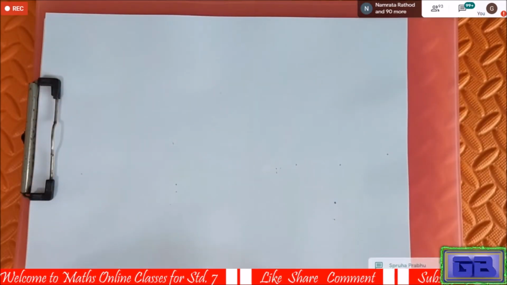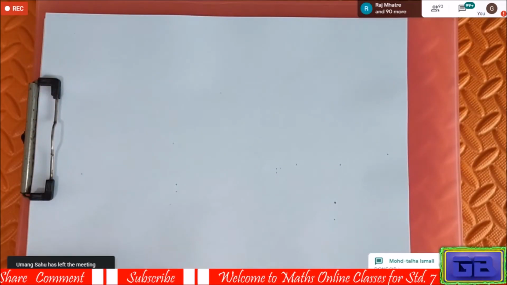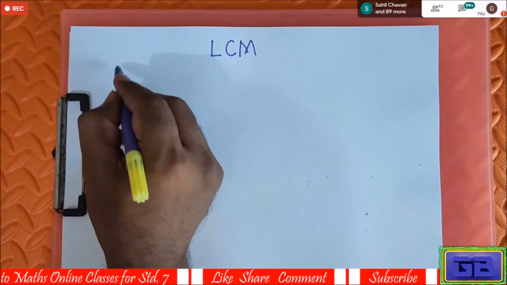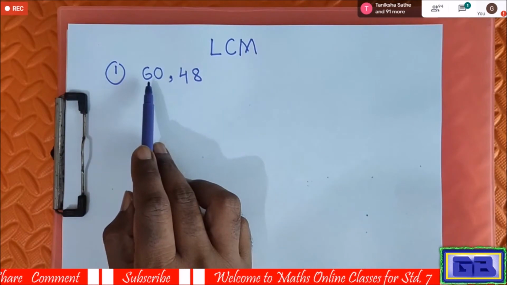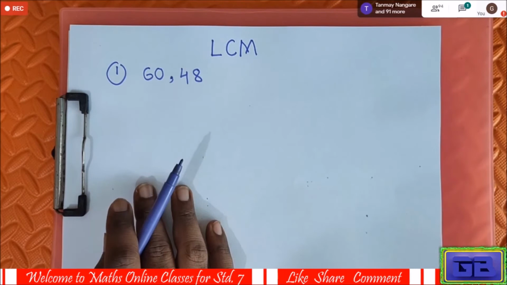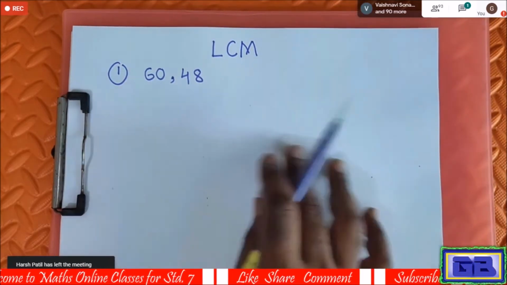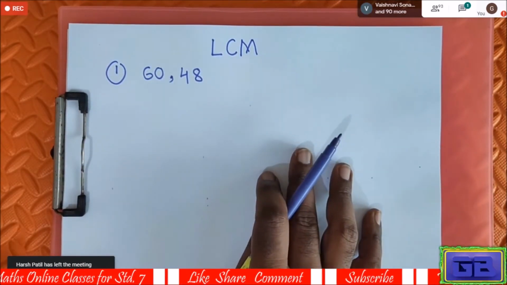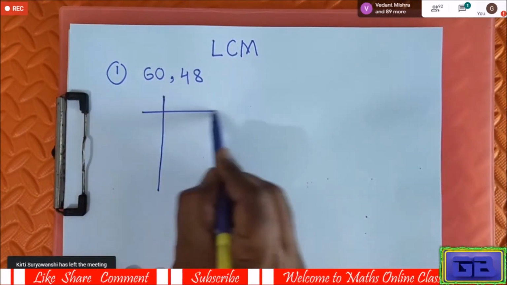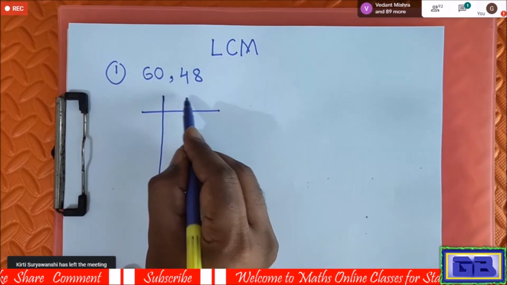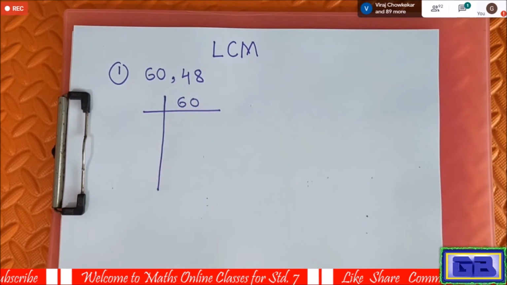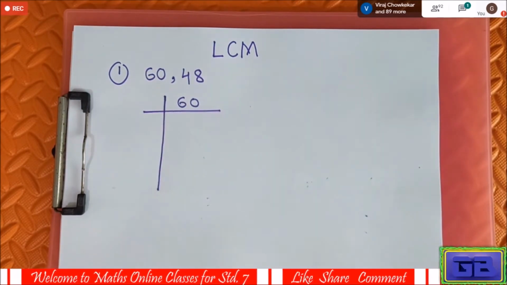Now we'll do LCM. Write down LCM. First example is 60, 48. We have learned in horizontal arrangement. Now we will do this sum in vertical arrangement. And again I am telling you, whatever method you feel easy, that is your choice. By any method you can solve the sum.